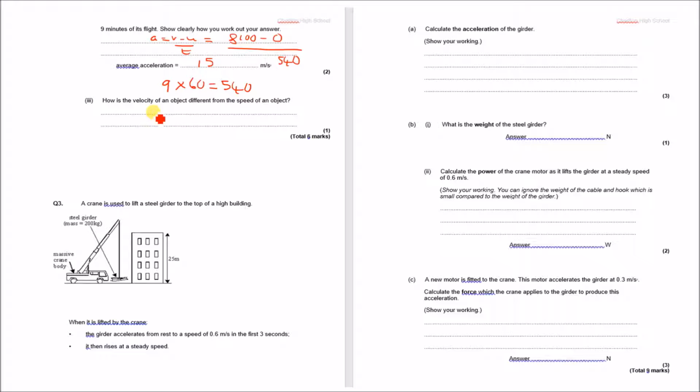Okay, the next question says, how is the velocity of an object different from the speed of an object? Well, velocity is a vector and speed is a scalar.